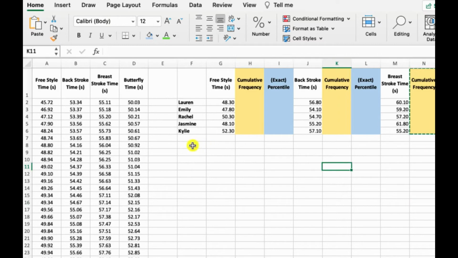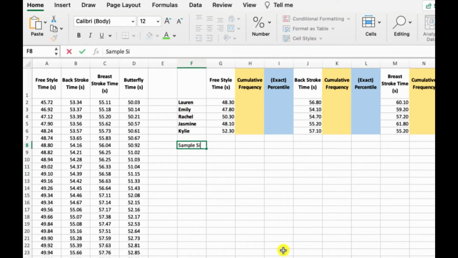Okay, so we have a skeleton set up for our calculations. The other thing that we're going to add below our people is the sample size, because we noted that the sample size is a little bit different for each stroke. It would be helpful for us to have a reference to our sample size as we go into calculating our percentiles.